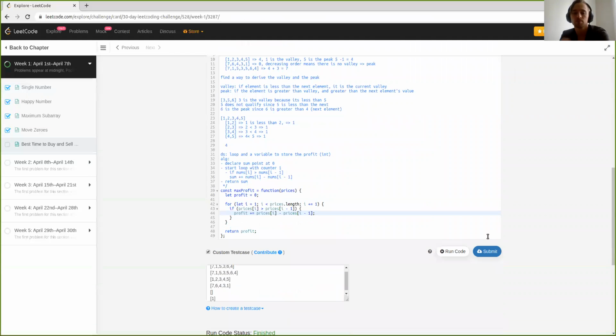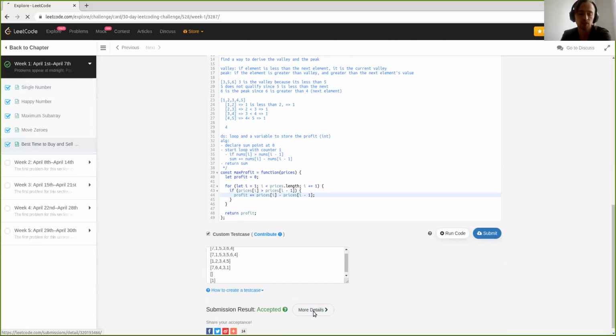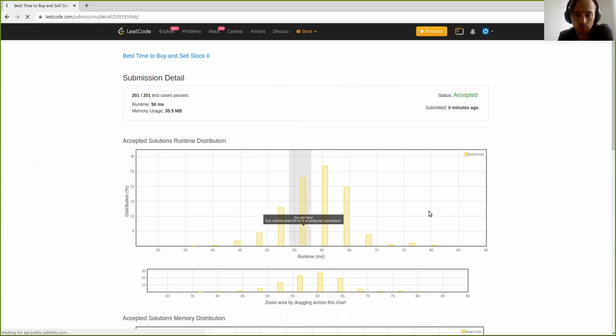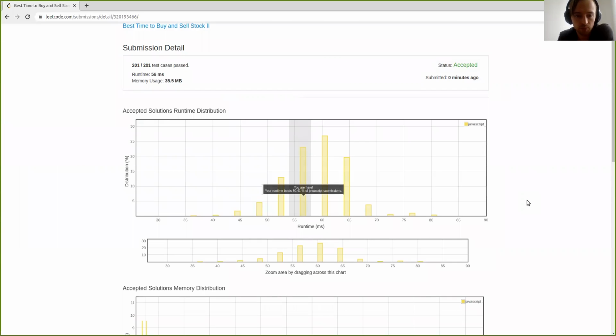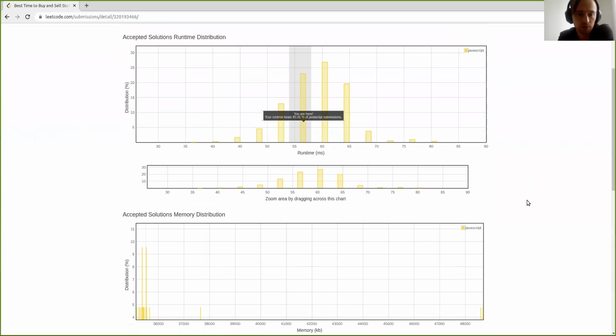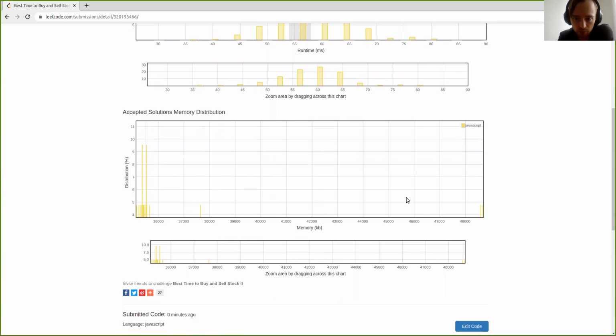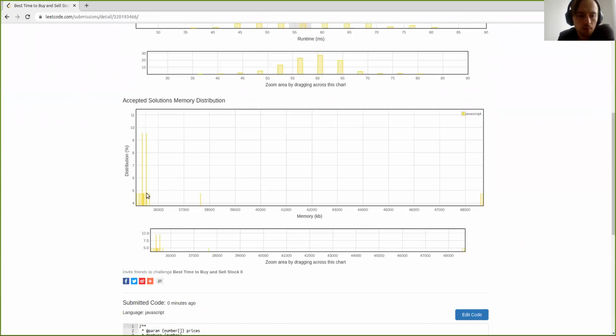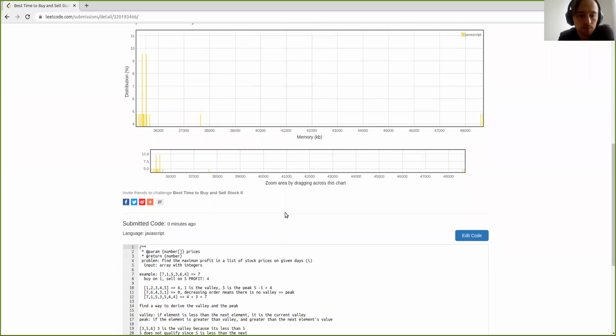Let's go ahead and run this, see what we get. Nice. Let's see how we did on the speed. This is a linear solution, so O of n. We go through the array once. 80% of JavaScript submissions are beat with this, pretty good. And how we do on memory. Doesn't really say. I don't know.